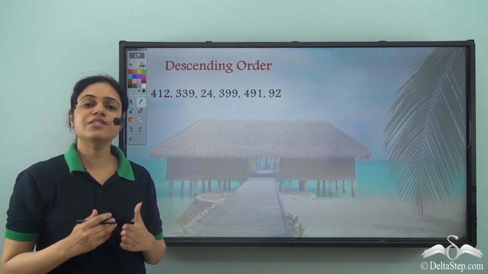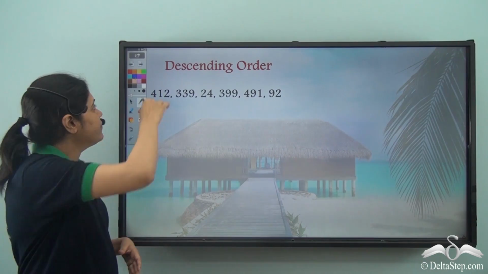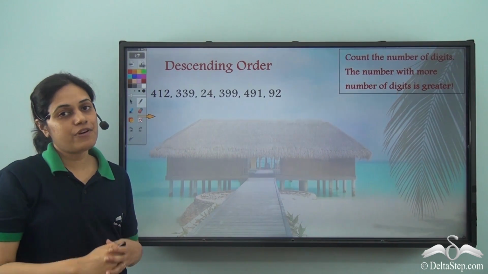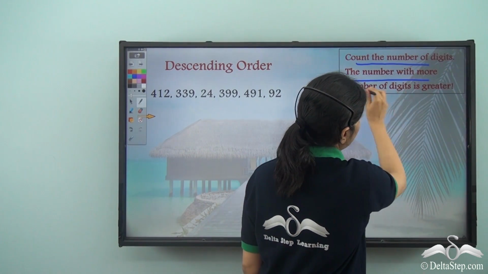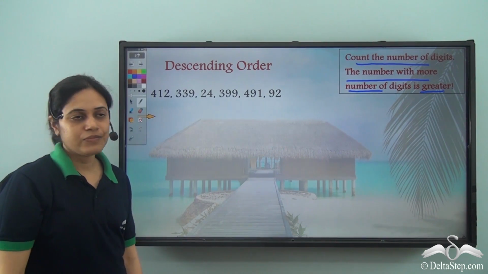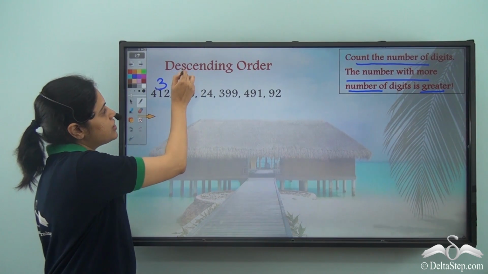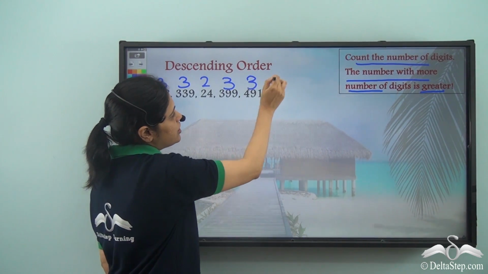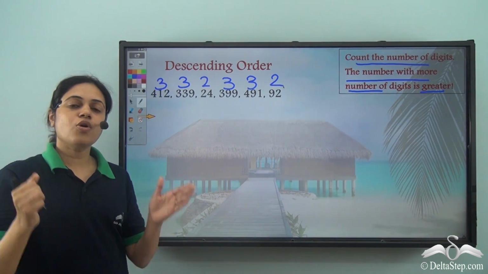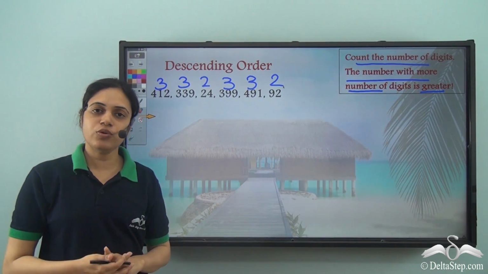Now, can you arrange these numbers in descending order? That is, from the largest to the smallest. So, let's use those tricks again. What was the first trick? The first trick was to count the number of digits. The number with more digits is greater. So, let's count the number of digits. I have 3 digits, 3 digits, 2 digits, 3 digits, 3 digits, 2 digits. So, all the numbers with 3 digits will be greater than all the numbers with 2 digits.